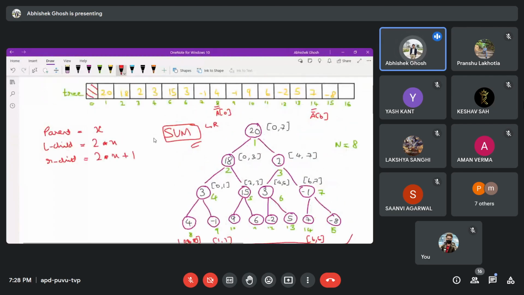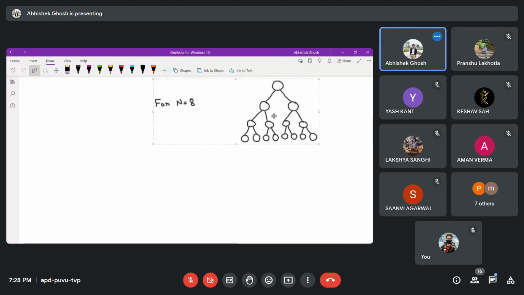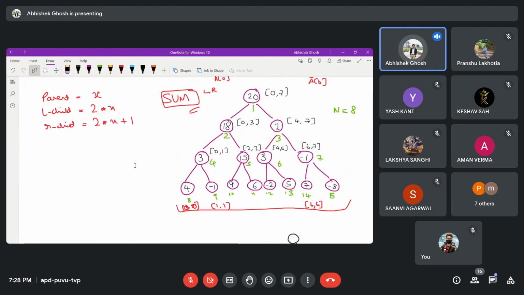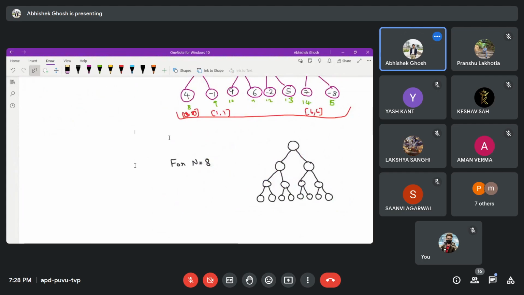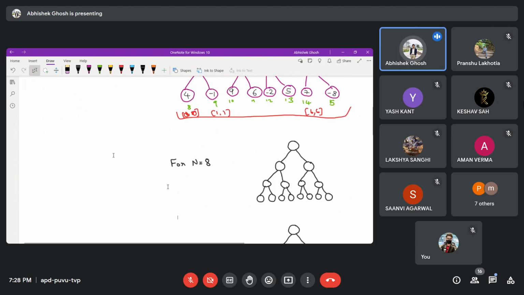Now when talking about the height of a segment tree, let me just take a few examples. This is the segment tree for n is equal to 8. I'll create another copy of it. For n is equal to 8, this is the segment tree that we have. So what's the height of the segment tree?